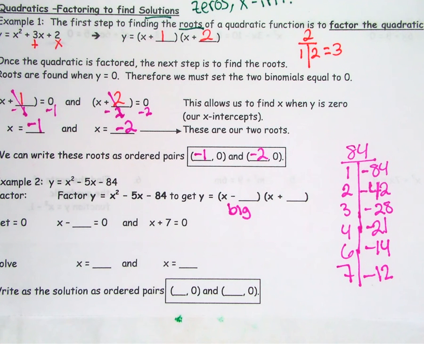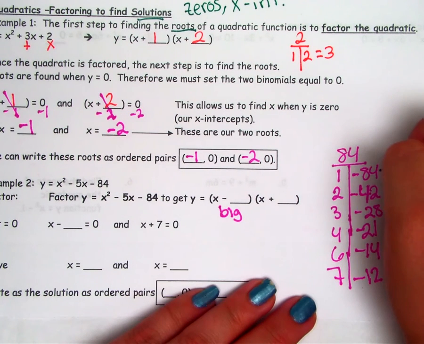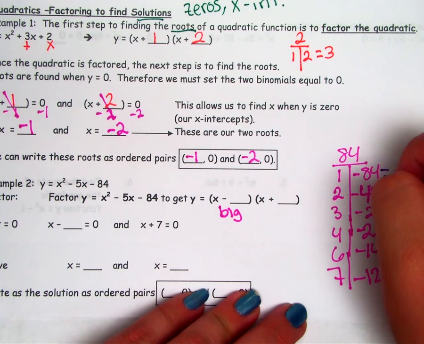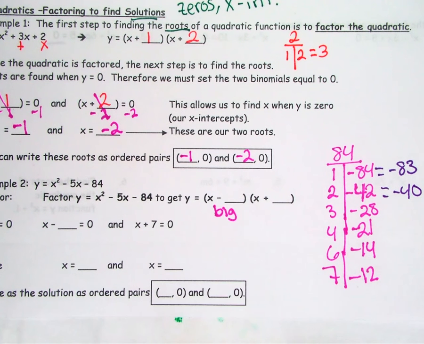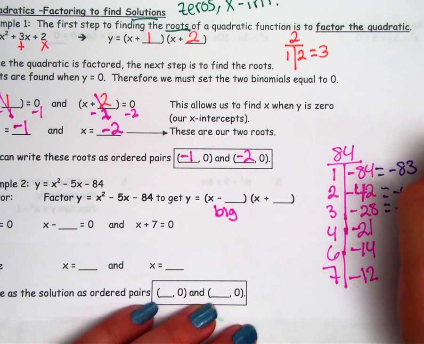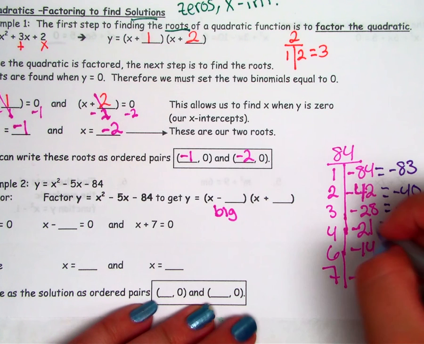So let's do that. If you have 1 and you add a negative 84 to that, you're going to end up with an 83. And that is something that we do not want. And if you have 2 and you add a negative 42, that's negative 40. Again, that's something that we do not want. We want a number that's going to add up to a negative 5. So if I add 3 and a negative 28, I'll get negative 25. If I add 4 and a negative 21, I'll get negative 17.